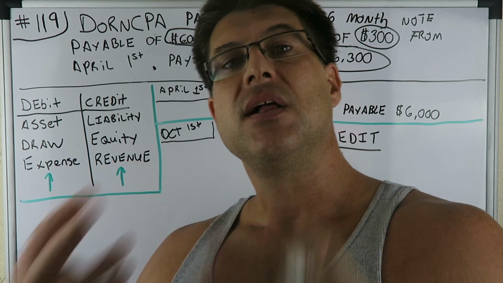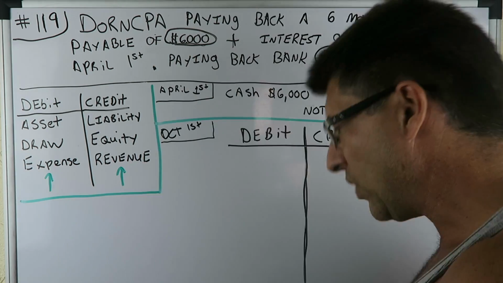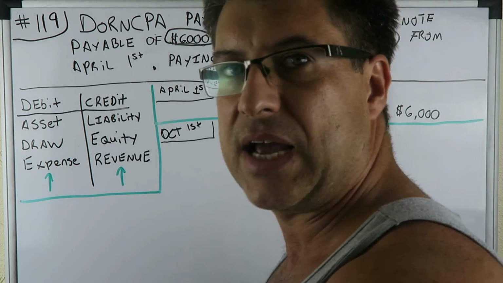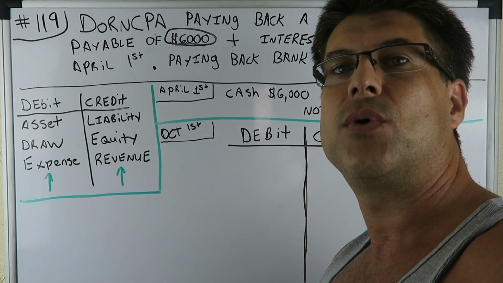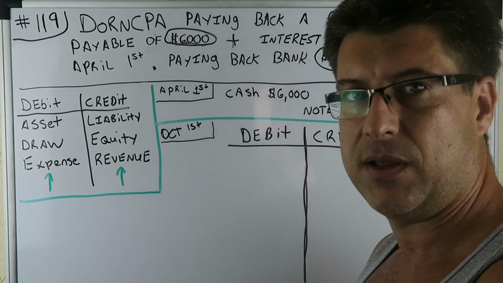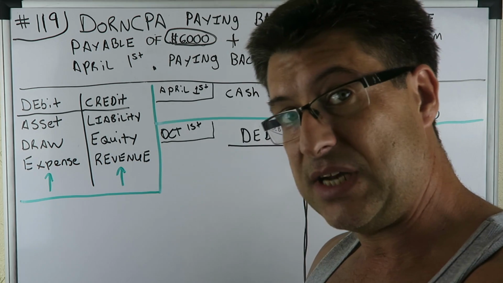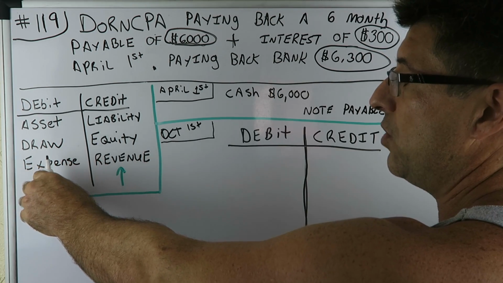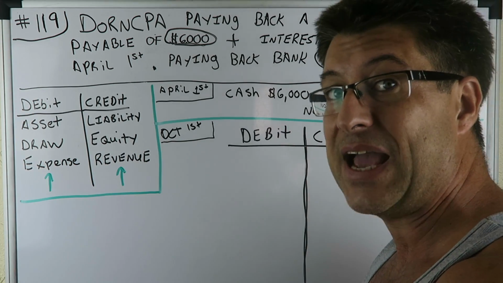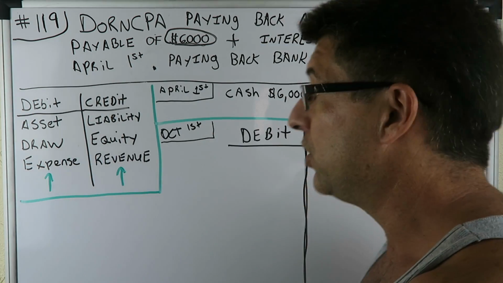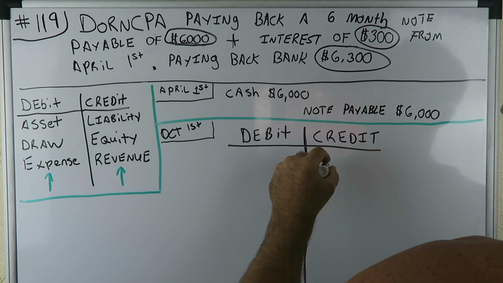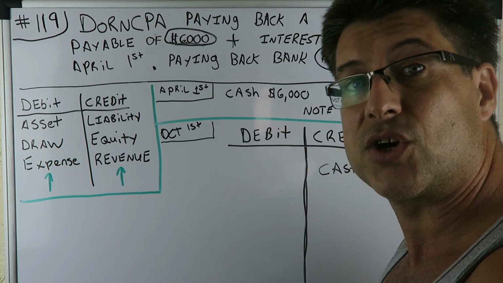I always say, let's work on the cash first, okay? So we're gonna work on the cash. What we got? We're paying back the bank $6,300 in cash. So we're gonna have less cash in our bank account. We're gonna have less money. What is cash? Cash is an asset. If our asset was going up in value, we would debit it. But our asset being cash is decreasing in value, so we're gonna credit it. So we're gonna credit cash of $6,300. All right, that is our credit.